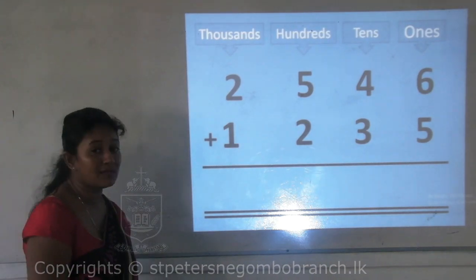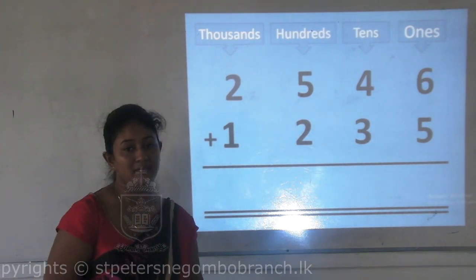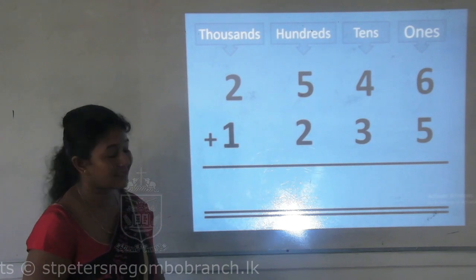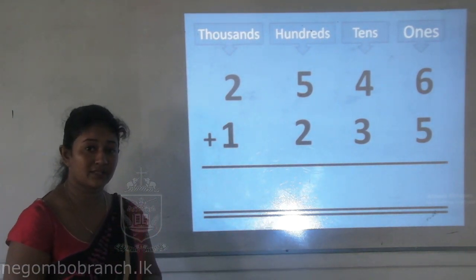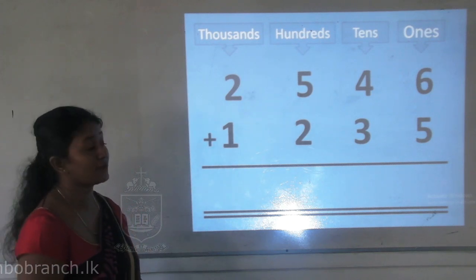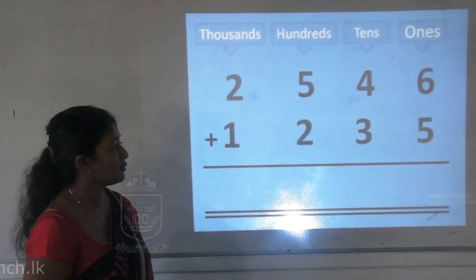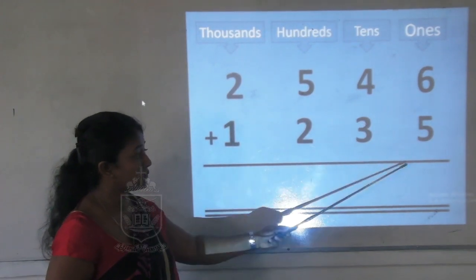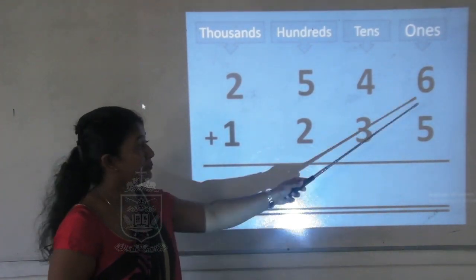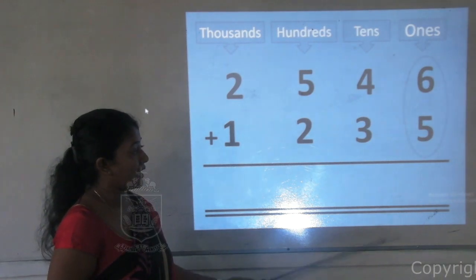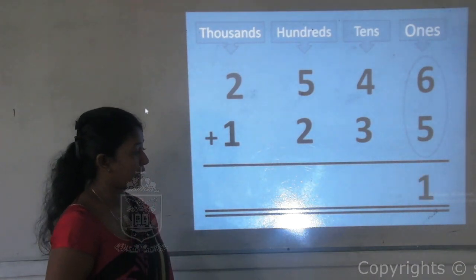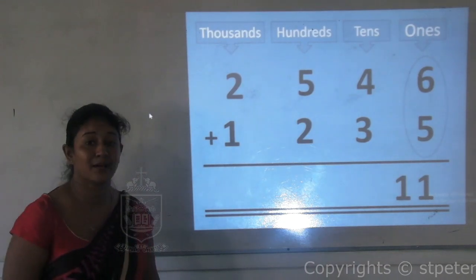Right. Now, once again, we are going to do the same addition by using digits. Let's see, from which side are we going to start doing the addition? Yes, we have to start from ones side. So, my dear students, what are the two digits that you have to add? Number 6 and number 5. When you add 6 and 5, you will get the answer 11.